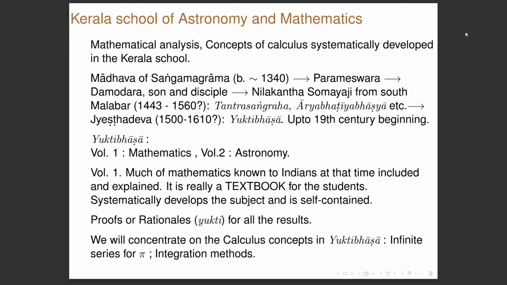It starts from numbers, how to multiply, how to divide, then square root, cube root, and then quadrilaterals and cyclic quadrilaterals. Finally, he comes to the circle and the relation between diameter and circumference, because they knew that is a little hard. Its proofs are rationales. Yukti is called that: proofs, or rationales, for all the results.